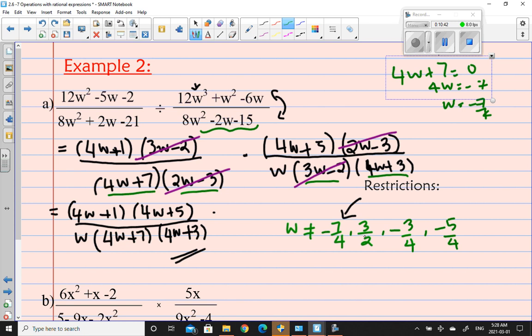I think we've covered them all. Negative 7 over 4, 3 over 2, negative 5 over 4, negative 3 over 4. And then there's a w squared here. So then w cannot be equal to 0. And 3w minus 2 cannot be 0. This one here. So w cannot be equal to 2/3. Quite a lot of restrictions. So 1, 2, 3, 4, 5, 6 restrictions, right?